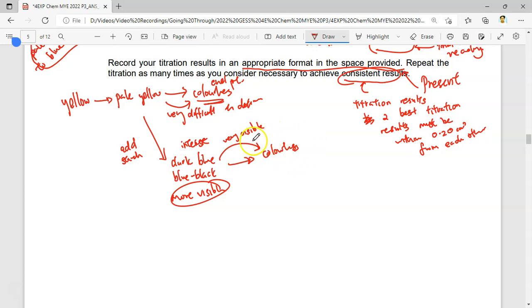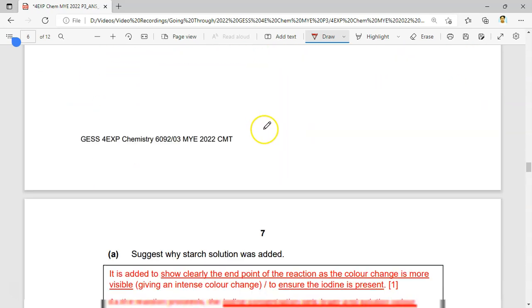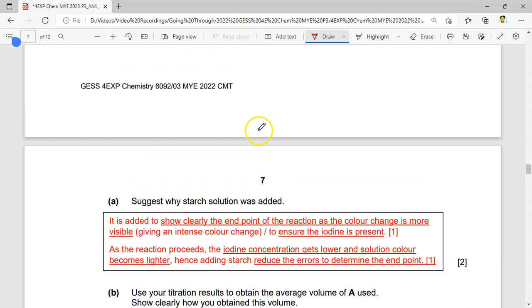So why am I exactly going through this whole color change? When you add a starch solution, it's really to show clearly the endpoint of the reaction. Why? Because the color change is actually more visible. Or you say giving a more intense color change is also okay. So I want to see clearly the endpoint.